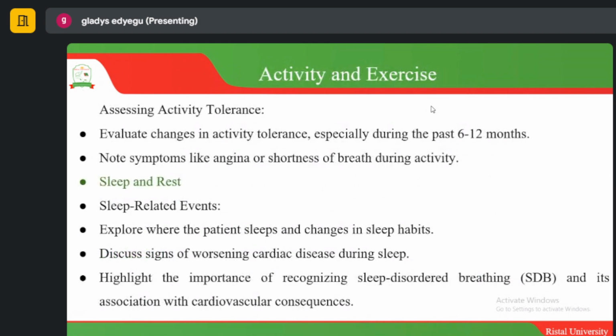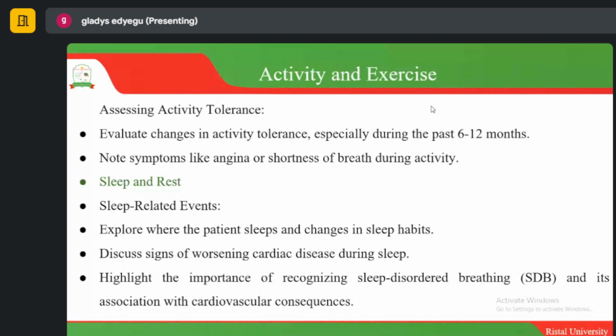So, activity and exercise: assess activity tolerance for these patients. I remember I said some of them may feel tired even when they have not done much. So for activity, advise them in relation to how much they are supposed to do. Talk to them on how much exercise they are supposed to have, so that they don't overdo the exercises or do too much activity that can predispose them to some of these signs and symptoms.